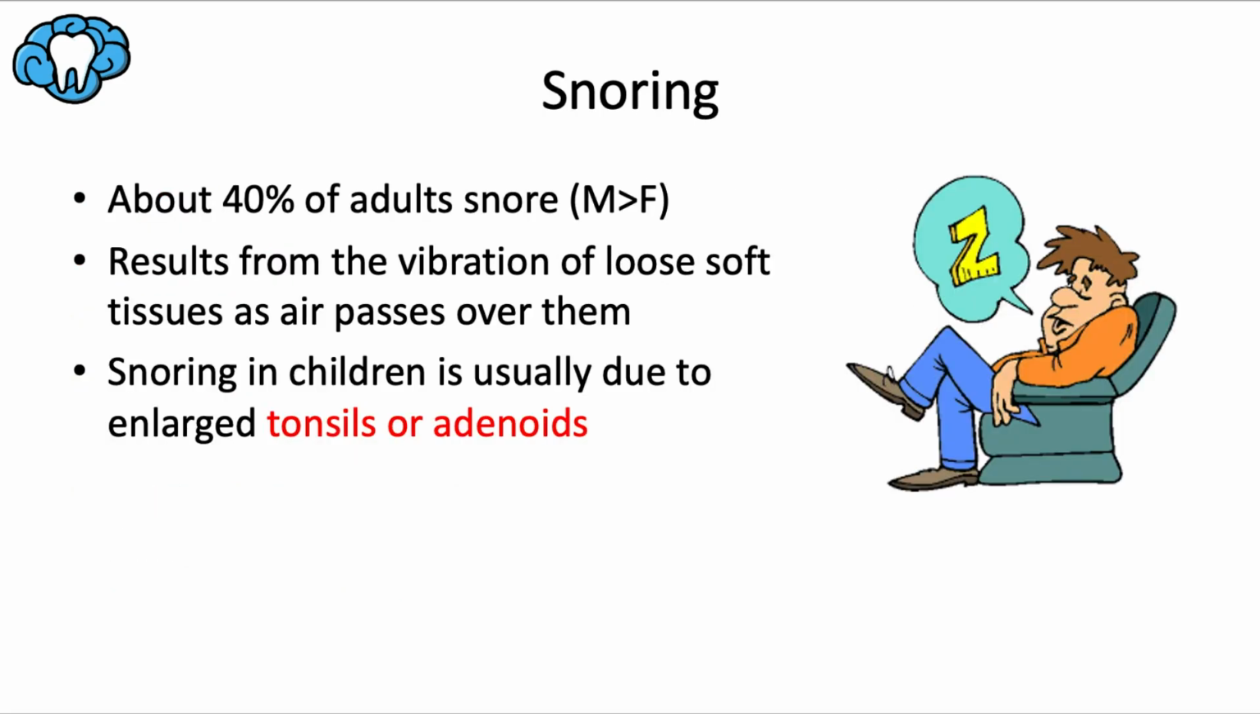So first up is snoring. About 40% of adults snore to some capacity, more males than females, so that's actually quite a bit. Snoring results from the vibration of loose, soft tissues, so the soft palate, uvula, and the posterior tonsillar pillars as air passes over them during inspiration or breathing in. Snoring in children is usually due to enlarged tonsils or adenoids. Important to know, snoring alone does not necessarily mean a patient has apnea. More on that later.